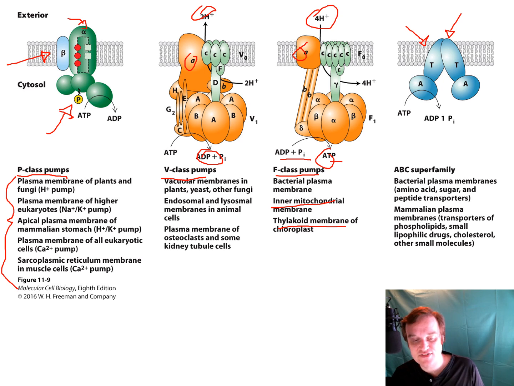Specifically, each of these ABC proteins is specific for a specific substrate or group of substrates. So they would move ions, or a different protein would move sugars, or another one would move amino acids, or phospholipids, or cholesterol, or peptides, or polysaccharides, or proteins. So all sorts of different things can be moved across using these ABC superfamily transmembrane proteins.